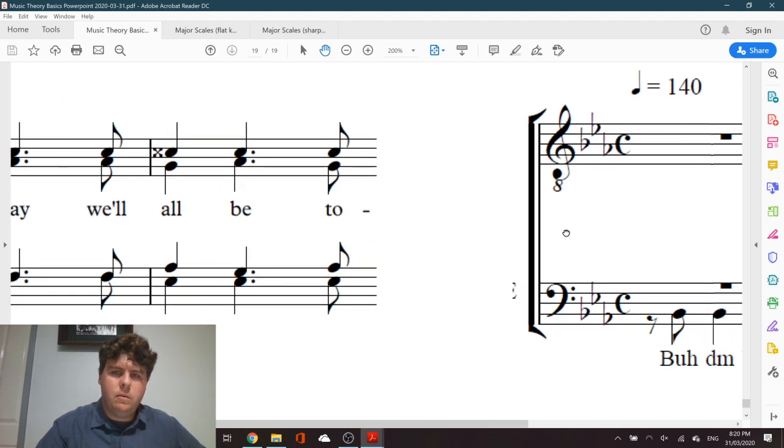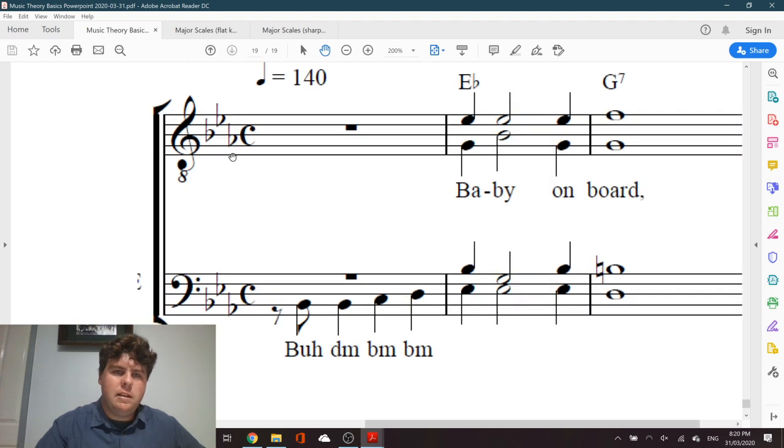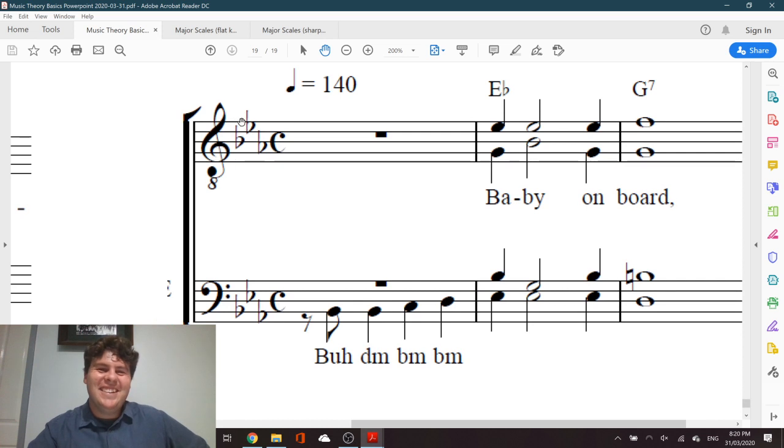Okay, one more. This is from Baby on Board. We've got 3 flats here. So what's the second last flat? I'll give you 5 seconds to work it out at home. The second last flat is, yeah, bing bing bing. We're a bit more than 5 seconds. The second last flat is E flat. So that's this Baby on Board is in E flat.